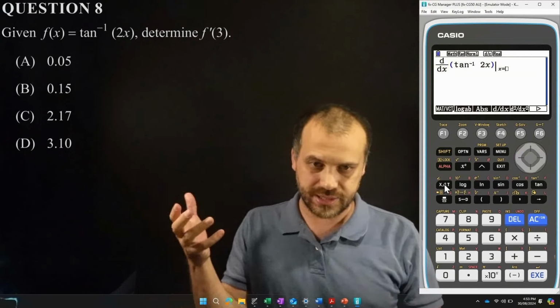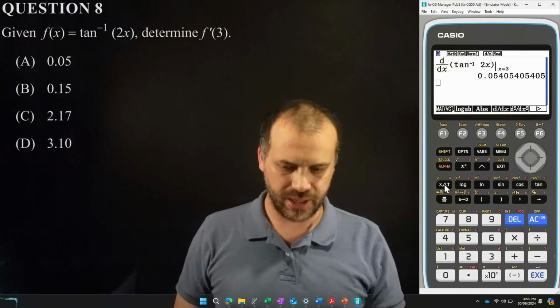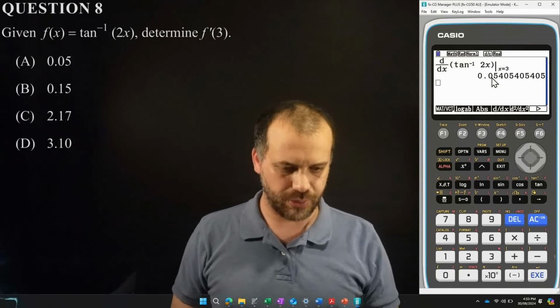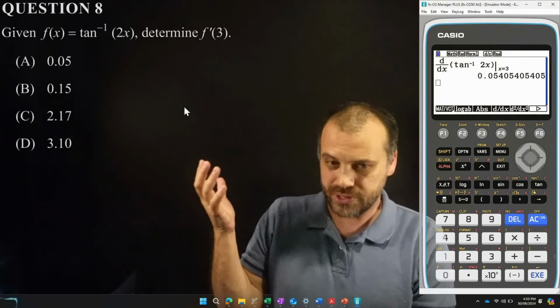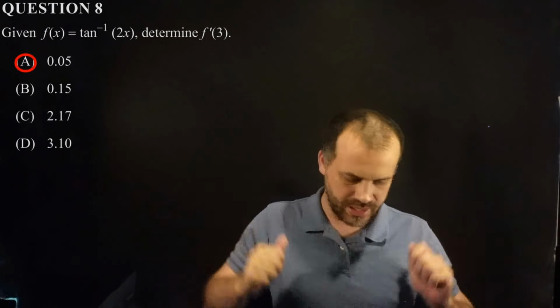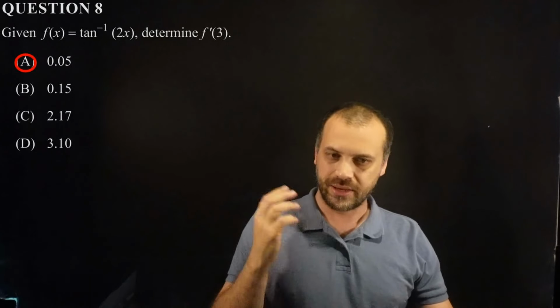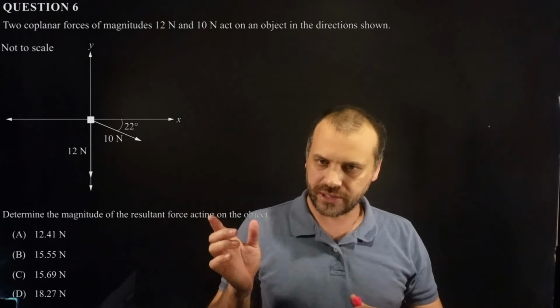And what is x equal to? We're going to sub x equals 3 into there. We're going to execute that, and we're going to get 0.054, 0.05. Can I see that here? Yes, I can. The answer is A. Thank you very much. Straightforward question. Great what you can do with your calculator. Celebrate.